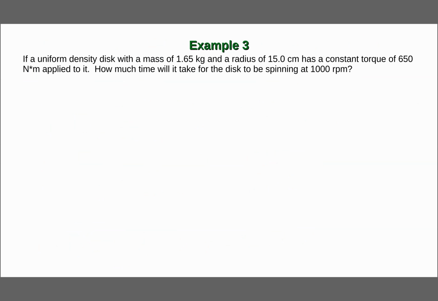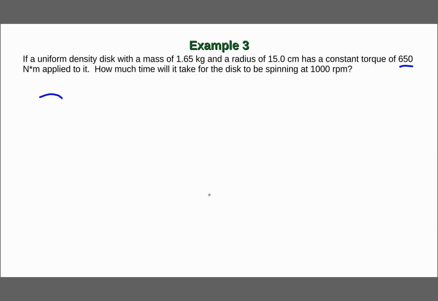Okay, and then this last one is a little bit more textbooky example, okay? So if a uniform density disk with a mass of 1.65 kilograms and a radius of 15 centimeters has a constant torque of 650 newton meters applied to it, how much time will it take for the disk to be spinning at 1,000 RPM? Okay? So this is kind of like maybe a small flywheel being spun by actually a pretty big torque. Okay, so we have a pretty good sized torque here.